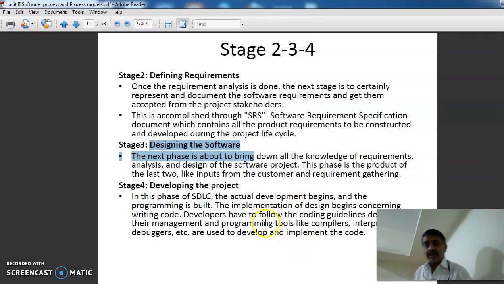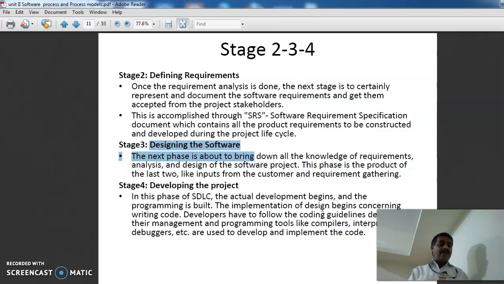Now, the fourth one is developing the project. In this stage, actual development begins. What begins? Actual development, and the programming is built. Programming is built, meaning that knowledge of source code is required in developing the project. The implementation of the design begins with writing code, which is also called the source code.